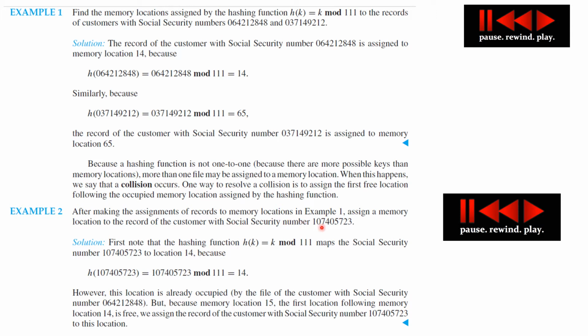After making the assignments of the records that we had up here, we want to assign a memory location to the record of another customer with this Social Security number. You know what to do. First note that the hashing function maps this new one to 14, because when you change this to mod 111, you get 14. However, this location is already occupied by the previous record, but because memory location 15 is not used, we assign that to this number, and that will be the location for this. So you do have to deal with collisions when you are doing this form of memory management.